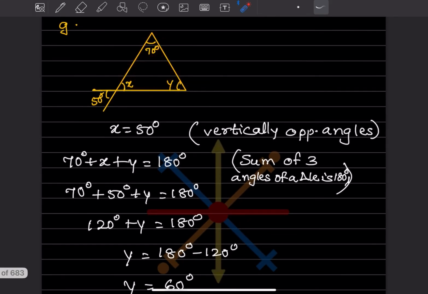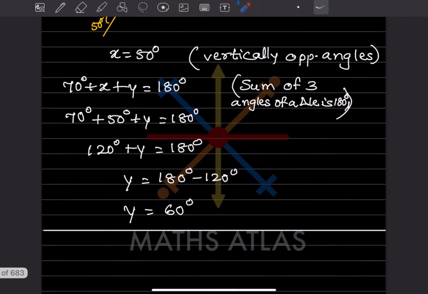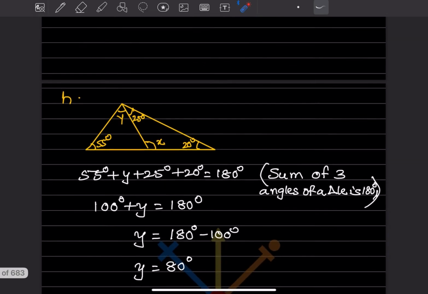So this will be 70 plus this 50 plus y. That is 180. So we can say 120 plus y is 180. So y is going to be 180 minus 120. So y is going to be 60. Now let us see for this one.